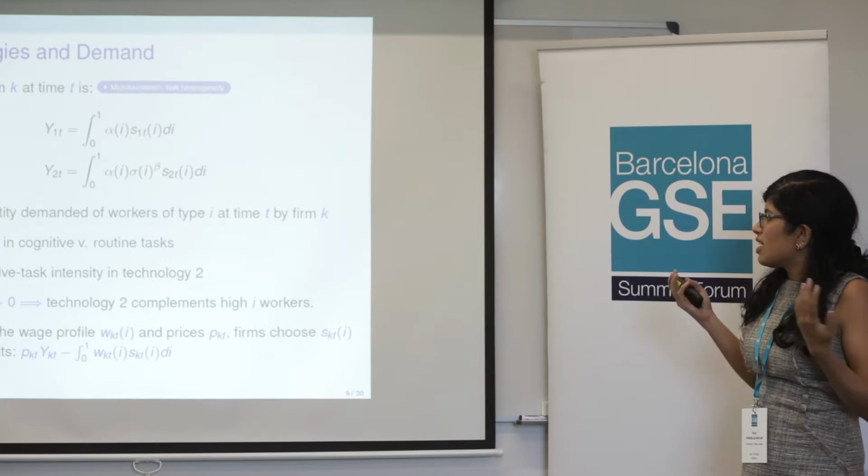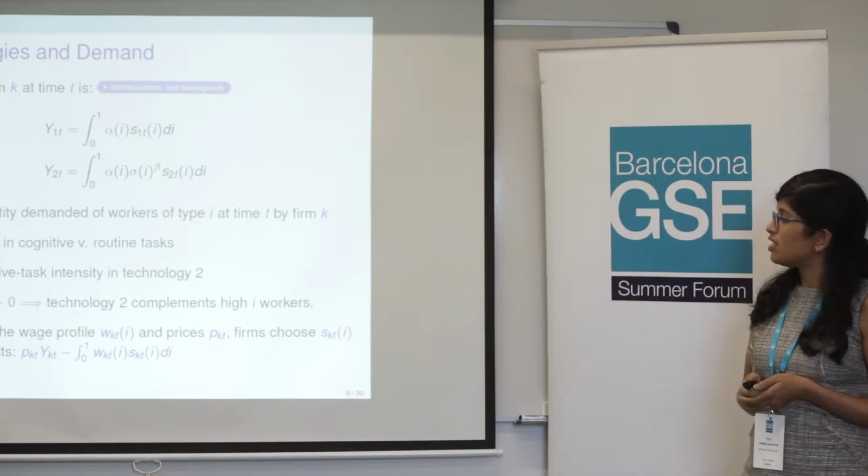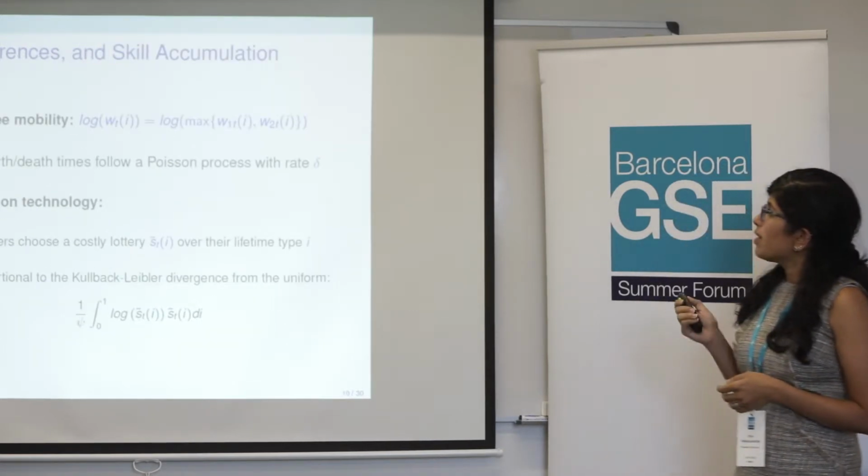Then the firms take the wage profile and the price as given, and they choose the quantities of workers of each type to maximize their profits. So that part is relatively standard.